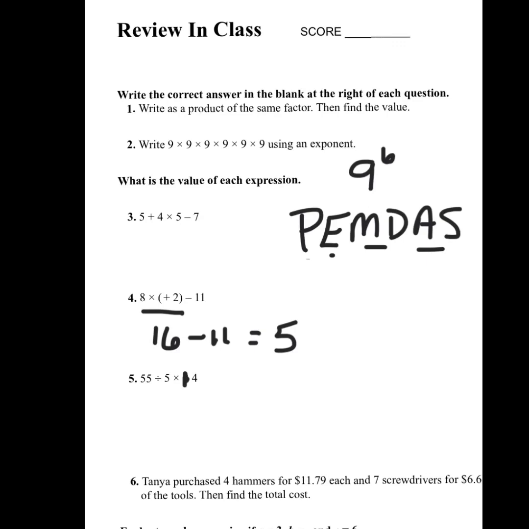For the next problem, you take a look, it says 55 divided by 5 times 4. That division sign shouldn't be in there, cross it out. That's just simple, just straight across. So 55 divided by 5 is 11, and multiply that by 4 is 44.